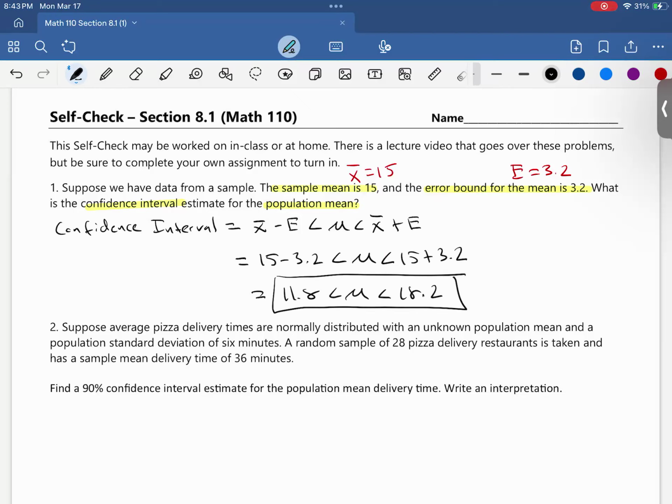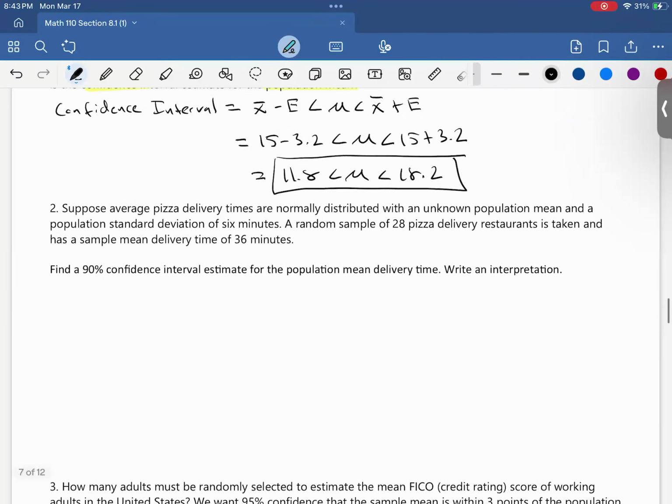Okay, we weren't given a standard deviation or anything of that sort. So we were able to find a confidence interval with just the error and sample mean. So let's go ahead and look at number two now.